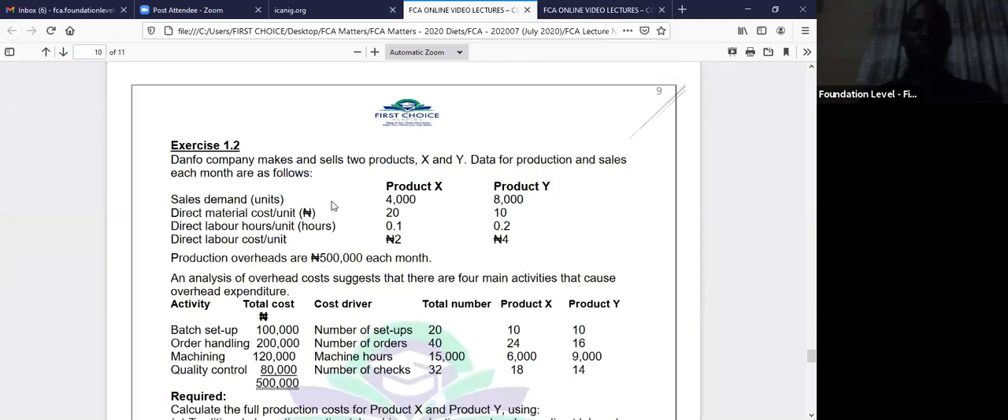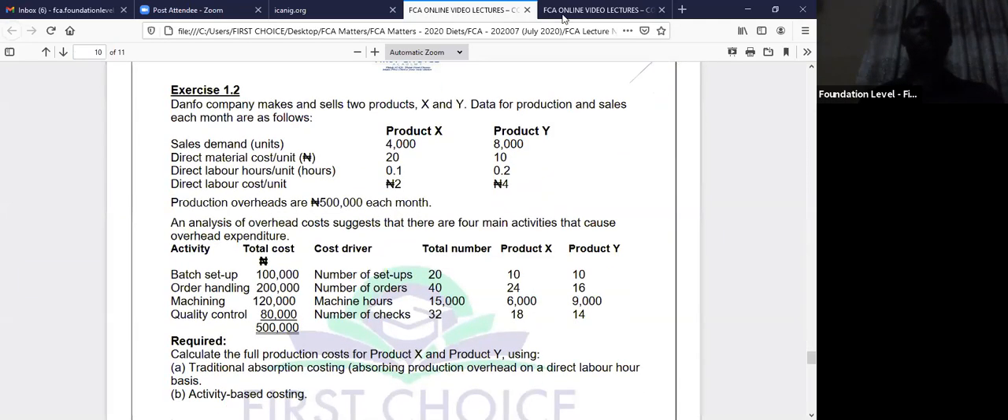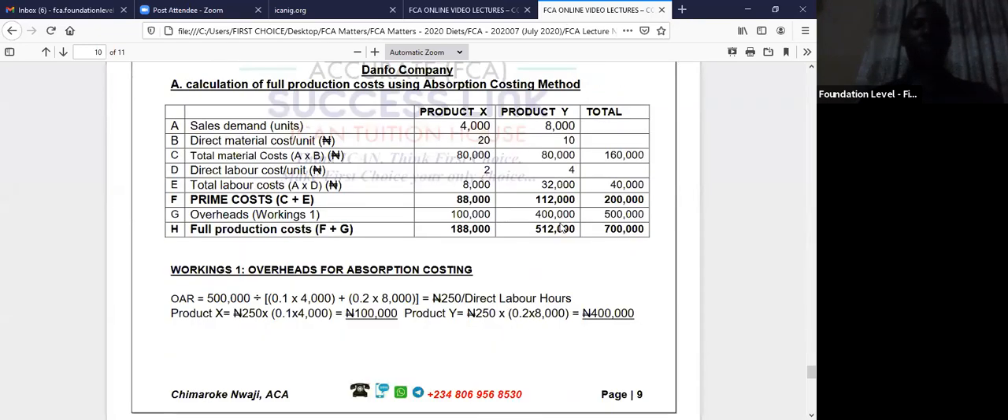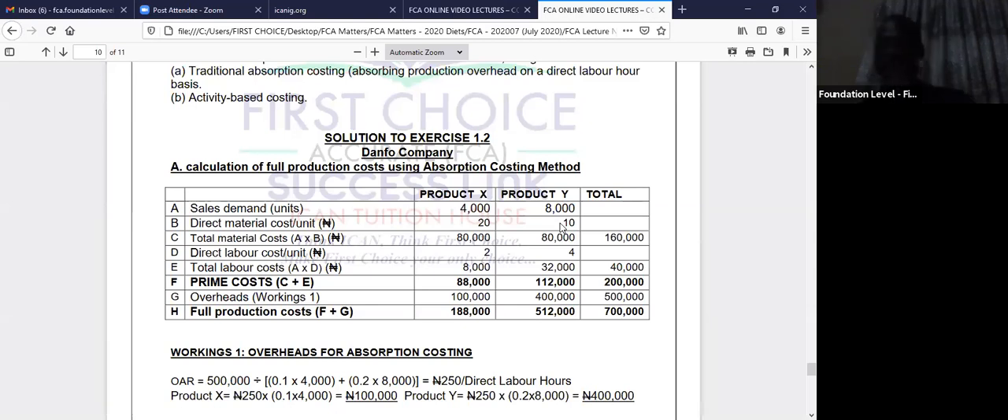How do we solve this problem? Okay, so this is our question. How do we solve this problem? Let's get to the solution. Now look at the solution here. Let me explain the solution for you. Okay? Your sales demand in units is given to you: 4,000 and 8,000. That is it here.